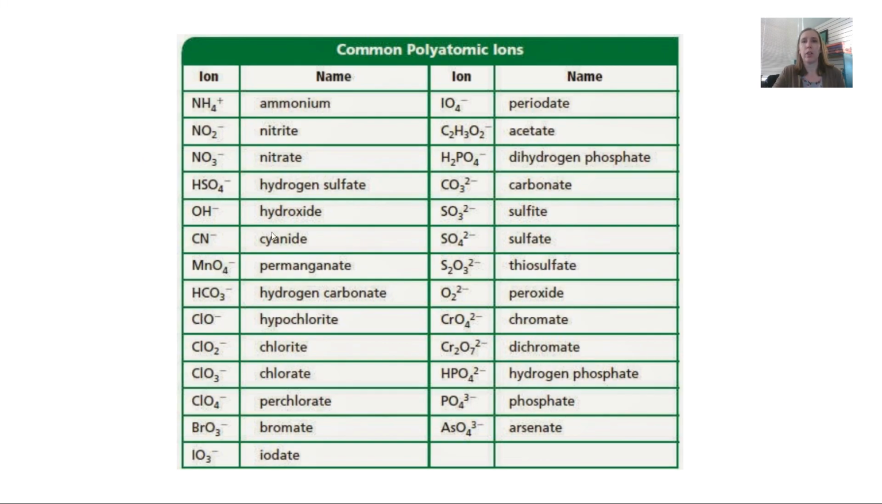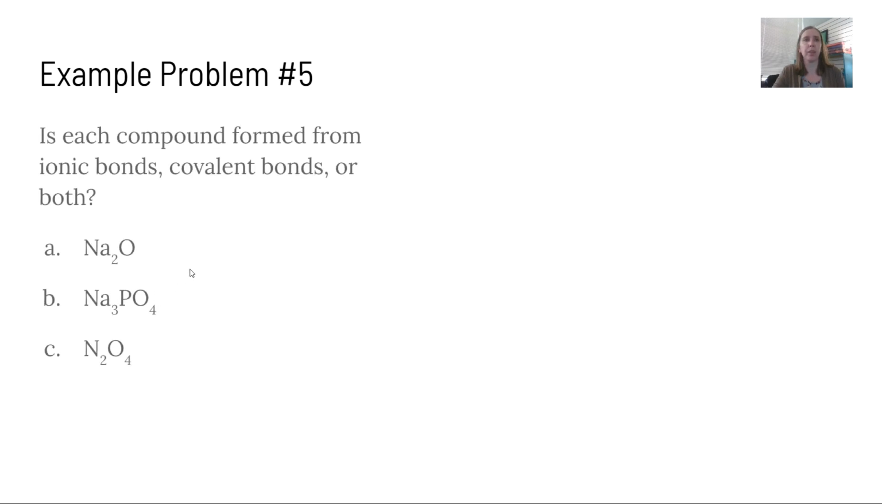And then here's a list of common polyatomic ions. You're going to want to start to learn these, at least a few of them that you're going to be seeing, and I recommend that you have a copy of this in your notebook. So example problem number 5. Is each compound formed from ionic bonds, covalent bonds, or both? So we have Na2O, that would be sodium oxide, Na3PO4, that would be sodium phosphate, N2O4, that would be nitrous oxide, I believe.